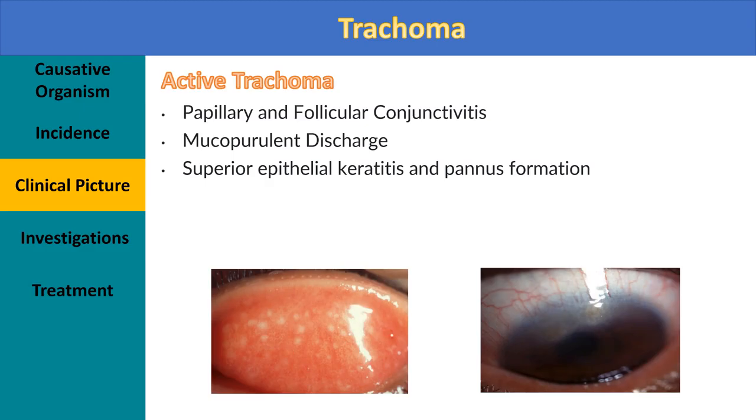So a patient with active trachoma will have mixed papillary and follicular conjunctivitis, mucopurulent discharge, and sometimes they will show superior epithelial keratitis and pannus formation like that.